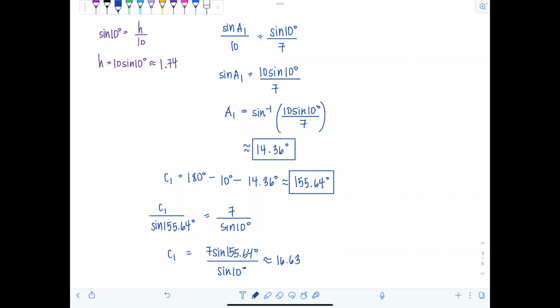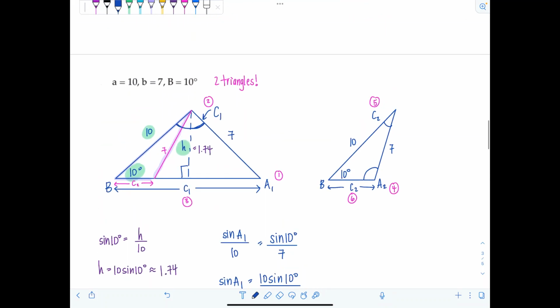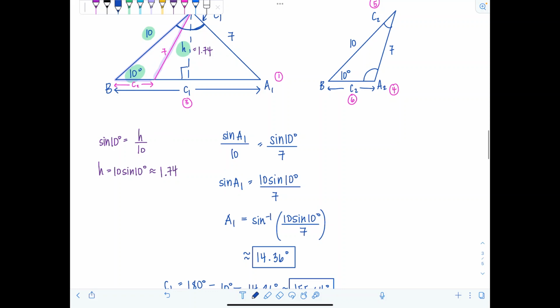Now keep in mind, as I'm punching all this in my calculator, I'm not rounding until the last step. So if your answers aren't matching up, that probably means you're rounding too early or you're not storing properly in your calculator. So make sure you get that sorted out because my answers are spot on. Okay, 14.36, 155.64, and 16.63. We'll make a little answer column in just a second. That's triangle 1. Now, what about the second triangle? Let's label what's going on. So this is triangle 1. Now triangle 2.